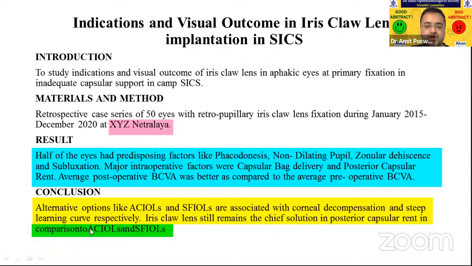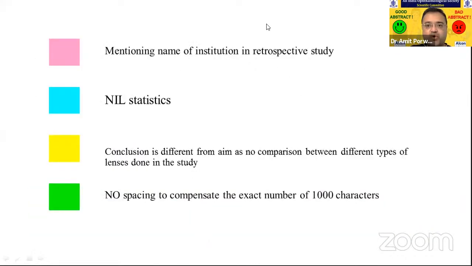Then again, when you have a word constraint, you are supposed to finish in 1000 characters. I have been evaluating so many abstracts, and I come across this, the one highlighted in green. Because the character count was limited to 1000, there are no spaces left. So they have joined all the words. There is no spacing. So grammar has to be taken care of. All these things have to be taken care of, and you have to write a proper abstract.